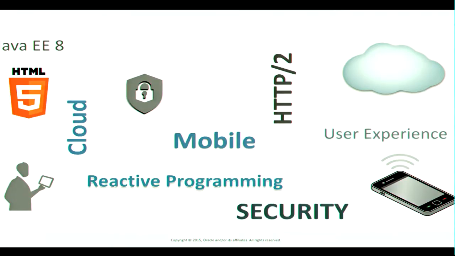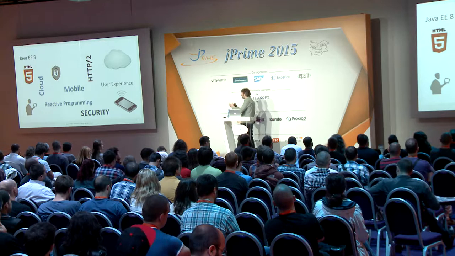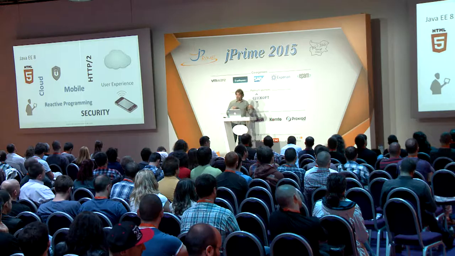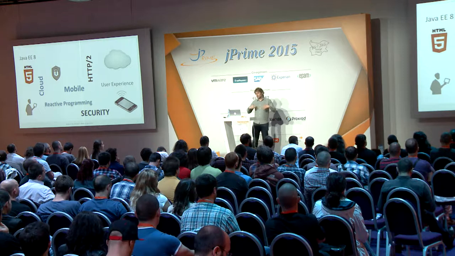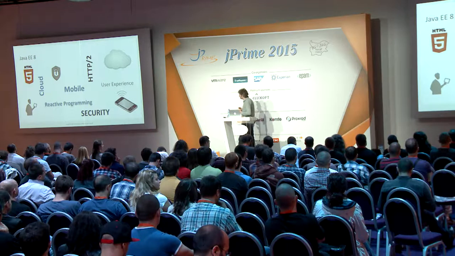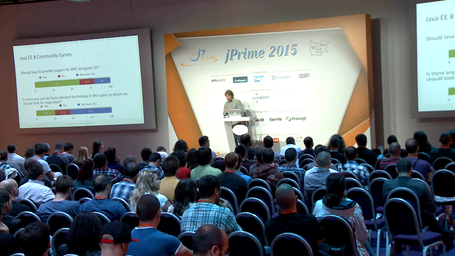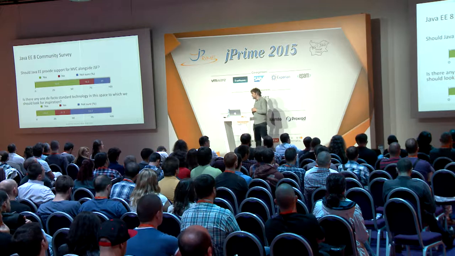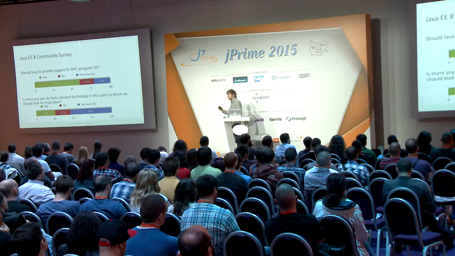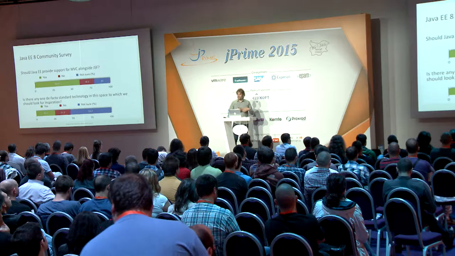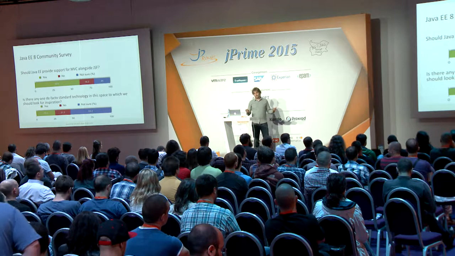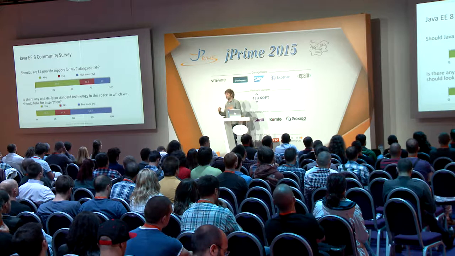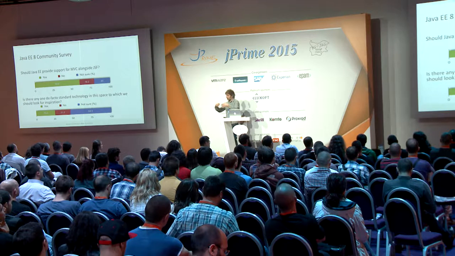Obviously, we are looking at the market. There are some trends that are emerging from the market: HTTP2, security, reactive programming, and so on. So we have good ideas on things that might be addressed in Java EE 8. But we had maybe a little bit too many good ideas. So we did a community survey. We put all our ideas in a survey, and we asked the community to give feedback on that. When you have good ideas, sometimes it's good to challenge those ideas with the larger community.